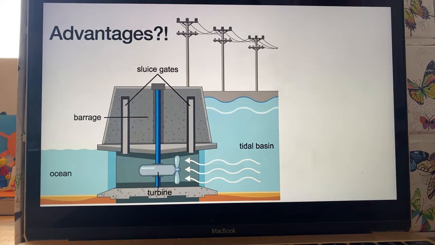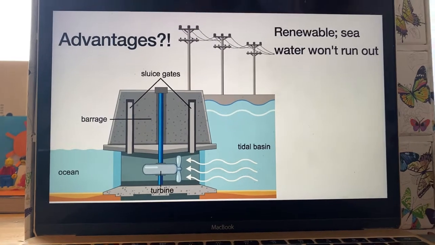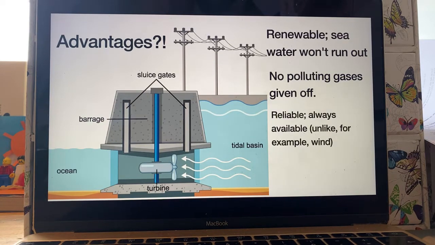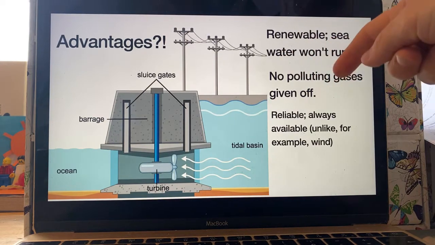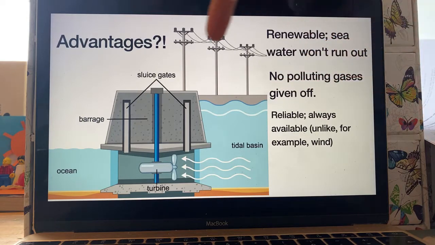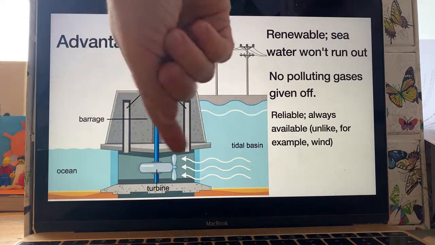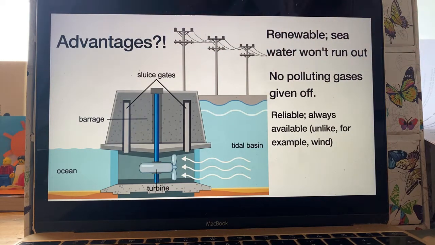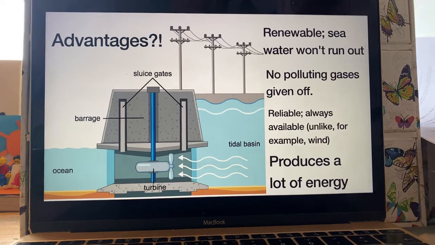Did you get any advantages? Yeah, come on, renewable. Because again, the seawater isn't going to run out, is it? There's no polluting gases given off. No carbon dioxide, so that's good. Again, someone on Facebook was picking me up and saying that you're probably going to give off some carbon dioxide in the factory making all these different bits. But yes, while they're running, no polluting gases are given off. They're very reliable. They're always available, unlike, for example, the wind. And they also produce loads of energy. Compared to some of the other methods, they produce loads and loads of energy.